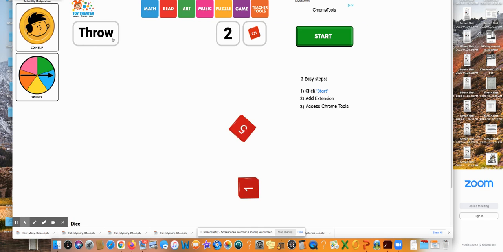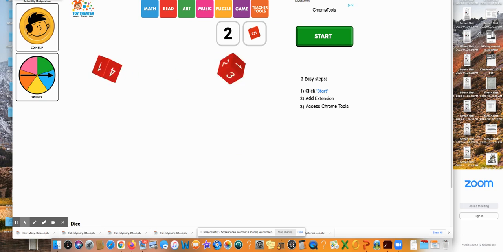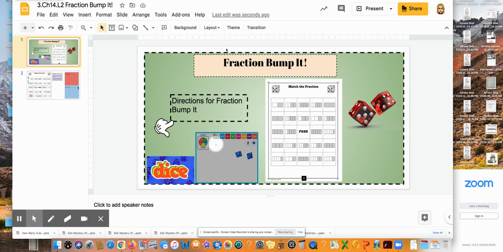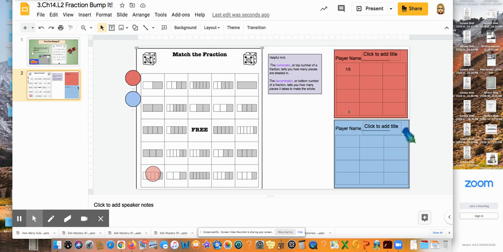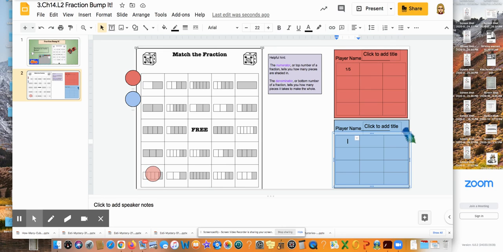And remember that in Bump It, you can bump your partner off the board if you get the same fraction. So this time we have a 4 and a 5. So that means that my partner has 4 out of 5, or 4/5. So we're going to look for 4 parts that are shaded in and 5 bars all together.